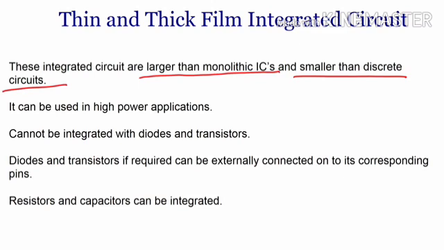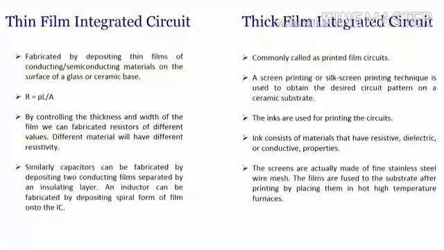So, let us see what thin film is and what thick film is, and I will give you an example of both thin film and thick film integrated circuits. First, let us look at the left side of the screen, where we have written thin film integrated circuit. It is fabricated by depositing thin films of conducting or semiconducting materials on the surface of a glass or ceramic base. Why is it called thin film? Because the thickness of the film is extremely small.